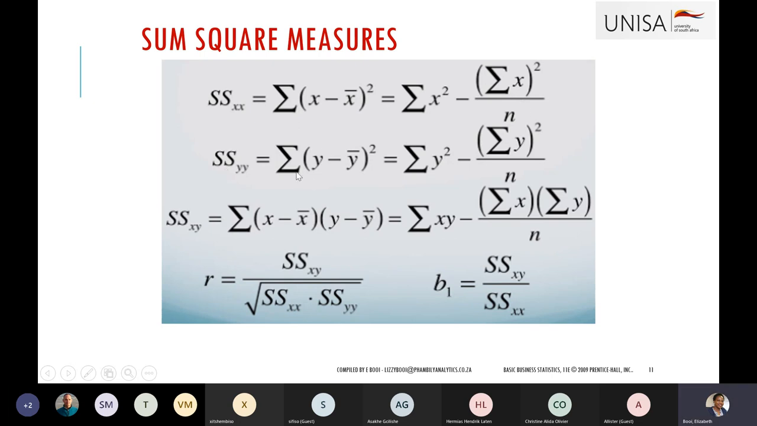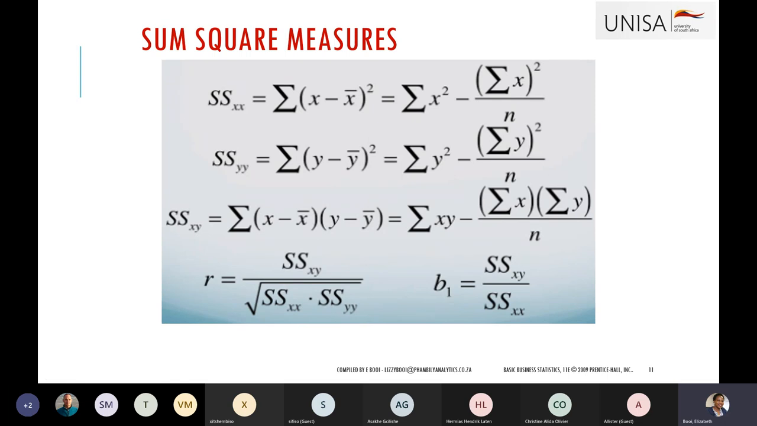The sum square measure for Y will be the sum of your Y minus the mean of Y, squared, which you can also calculate by using the sum of Y squared minus the sum of Y, squared, divided by N. Once you have those sums of squares, they will go at the bottom of your coefficient of correlation. You also need the sum square measure of the product of X and Y, which is the sum of your X minus X bar times Y minus Y bar, which you can also write as the sum of XY minus the sum of X times the sum of Y, divided by N. And that will be at the top. It will be your numerator.